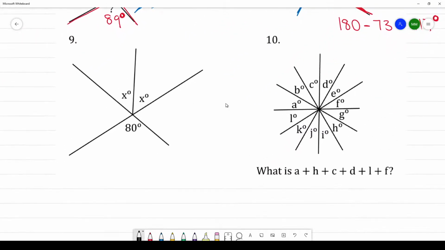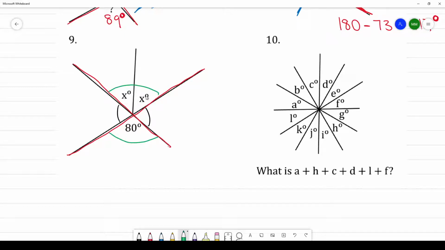And number 9. Here, this one is two straight lines intersecting, so there are actually vertical angles here. This one and this one are vertical angles. Since it's asking for x, we probably want to focus on this one.